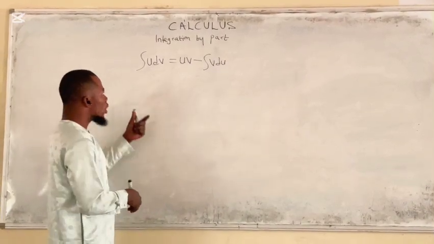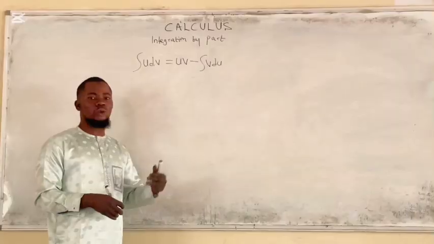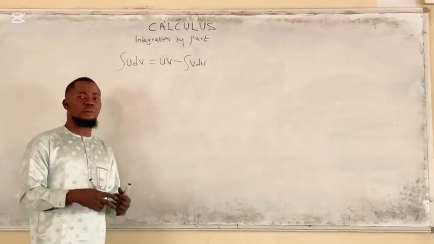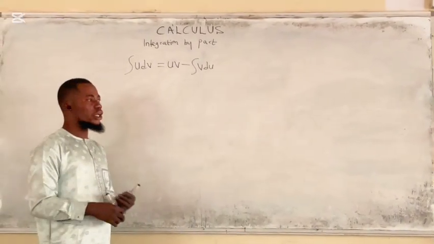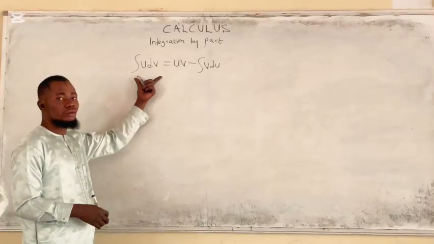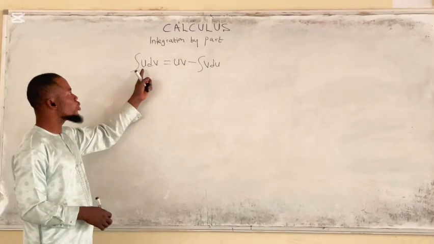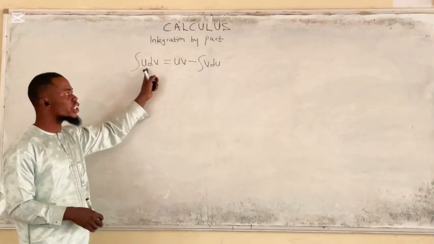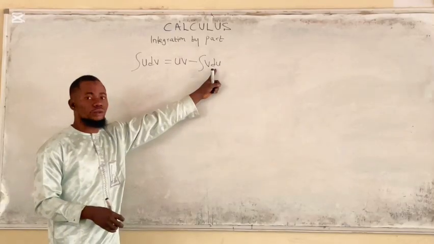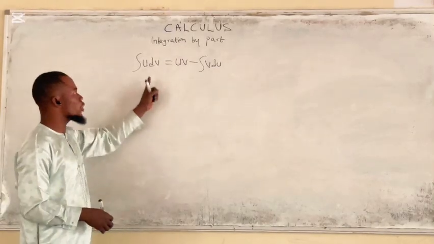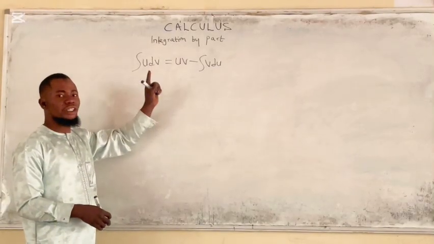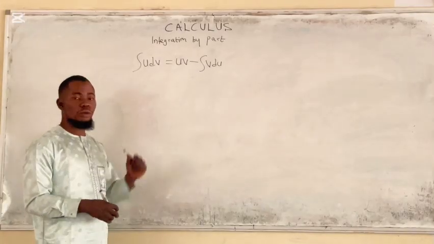Now, how will you know the part that you will integrate and the part that you will differentiate? It all comes from the question. Any part you take as your u, you will differentiate it to get du. And any part you take as your dv, you will integrate it to get v.